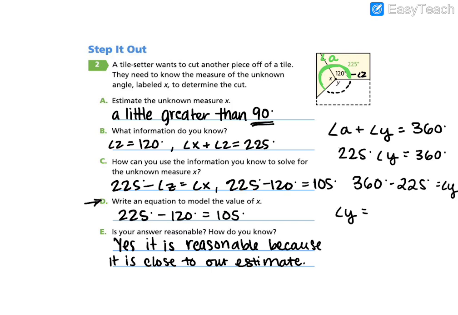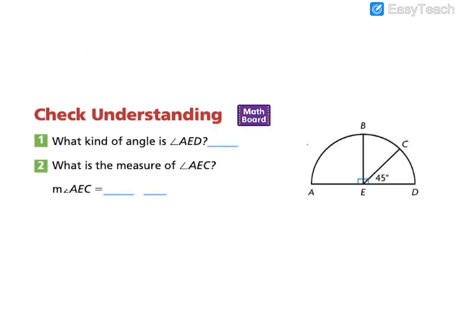Go ahead and solve for the measure of angle Y. Okay. You should have found that angle Y was equal to 135 degrees. All right, go ahead and pause the video and complete the check understanding. Press play to check your work.